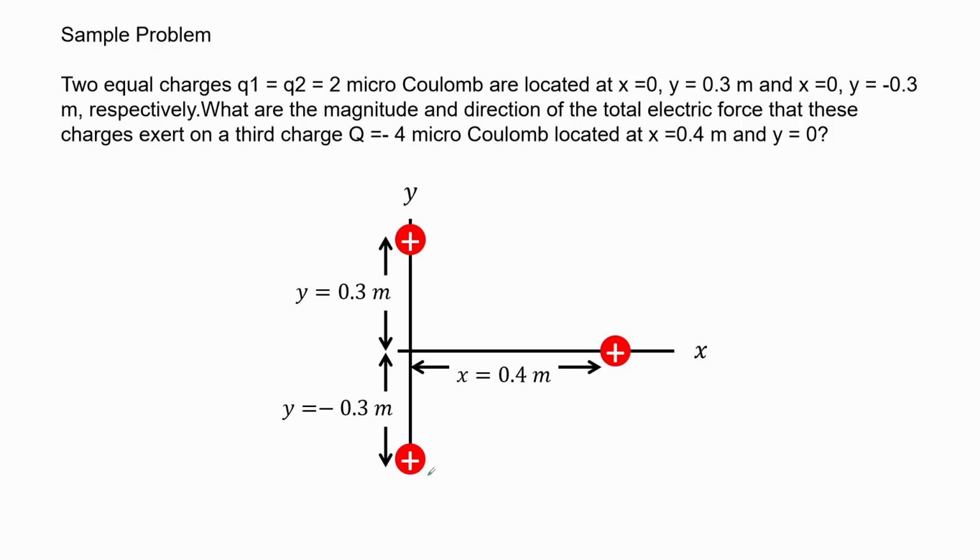Sample problem. Two equal charges Q1 equals Q2 equals 2 microcoulomb are located at x equals 0, y equals 0.3 meters and x equals 0, y equals negative 0.3 meters, respectively. What is the magnitude and direction of the total electric force that these charges exert on a third charge Q equals negative 4 microcoulomb located at x equals 0.4 meters and y equals 0?